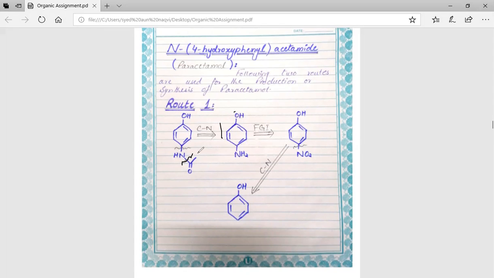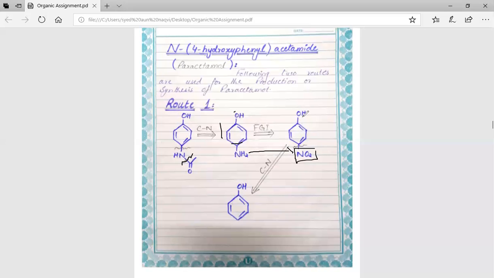I did not write the synthons. I wrote here in the example the reagents for the product molecules. So when we perform this disconnection between carbon and nitrogen, we will obtain 4-aminophenol or para-aminophenol. Upon functional group interconversion, this is an oxidation reaction. This amino group is oxidized to a nitro group. Here we can see that the amino group is converted to a nitro group. This is functional group interconversion.